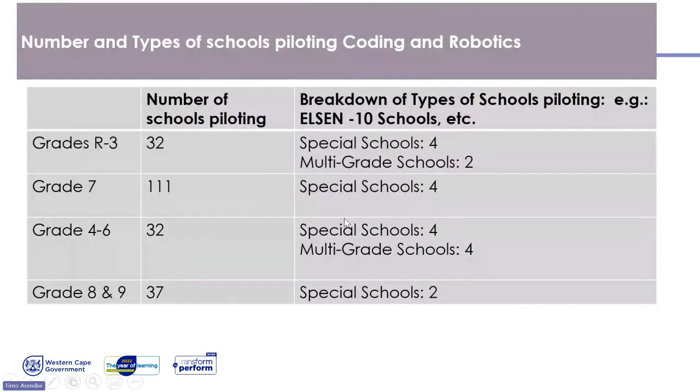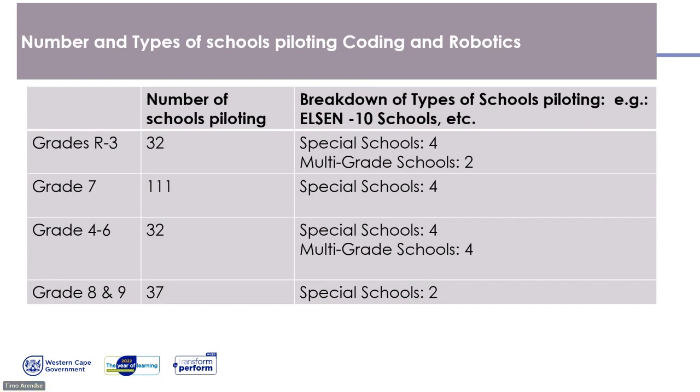The number and types of schools piloting coding and robotics. From grade R to 3, we have 32 schools in the province. Special schools are 4, multi-grade schools 2, and then grade 7, we have 111 schools across the districts in our province. Four of these 111 schools are special schools.